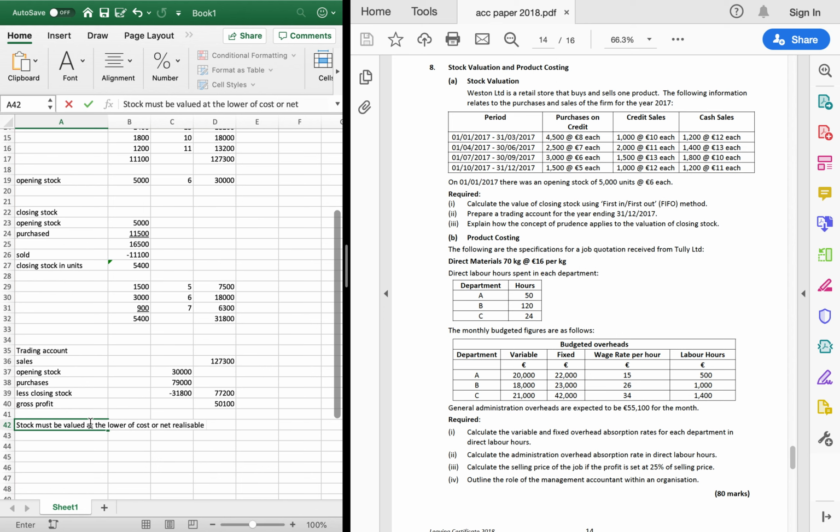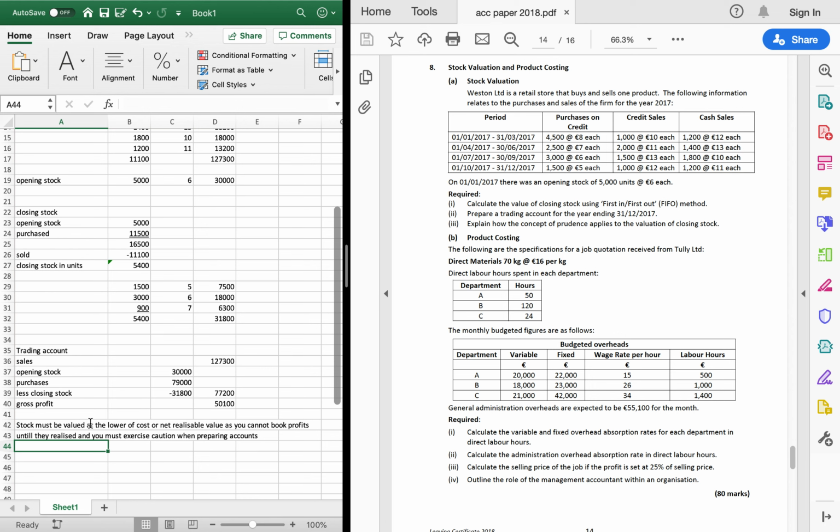The reason for that is that you always have to assume the worst. So as you cannot book profits until they are realized, you must exercise caution when preparing accounts.